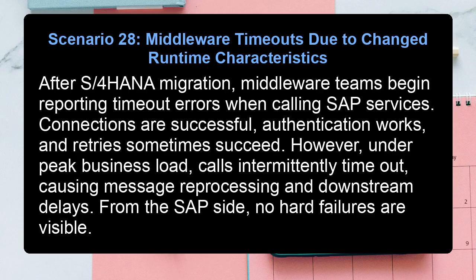Scenario 28. Middleware timeouts due to changed runtime characteristics. After S/4HANA migration, middleware teams begin reporting timeout errors when calling SAP services. Connections are successful, authentication works, and retries sometimes succeed. However, under peak business load, calls intermittently time out, causing message reprocessing and downstream delays. From the SAP side, no hard failures are visible.